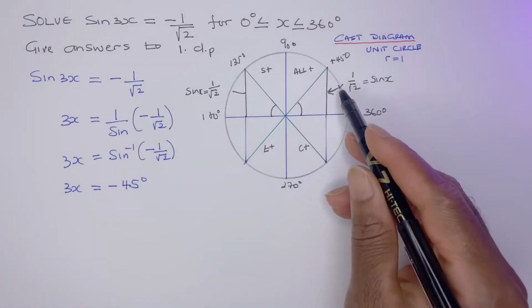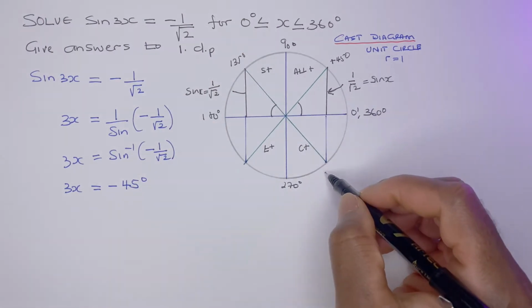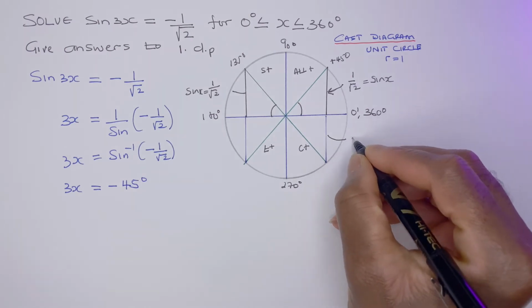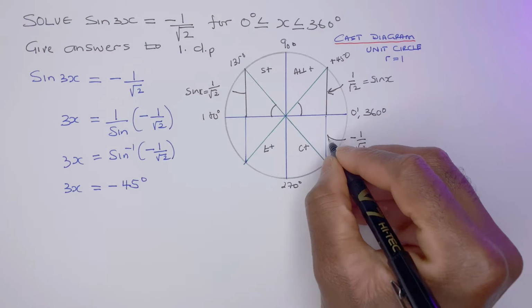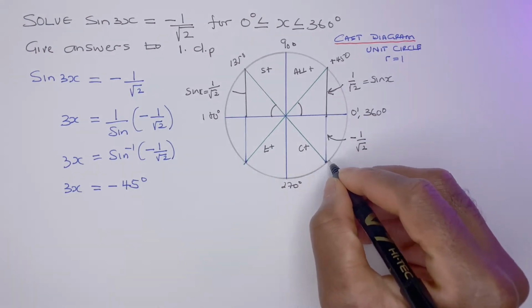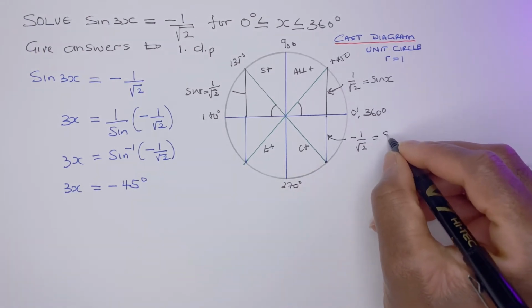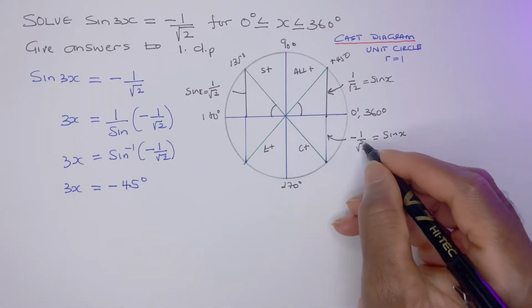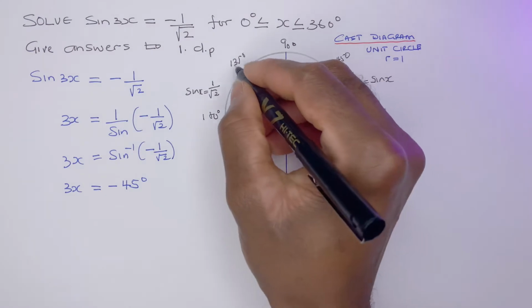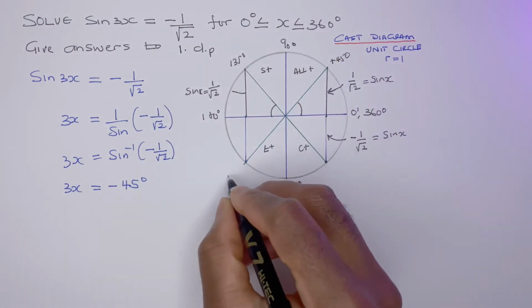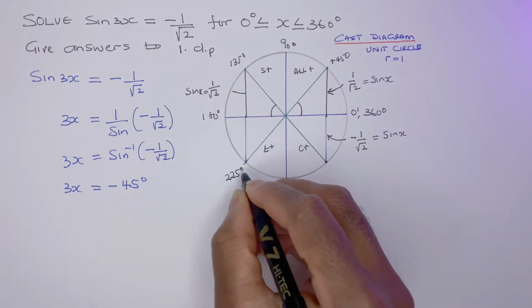But we're not interested in 1 over root 2. We want the negative value. So this one here is minus 1 over root 2. That distance here, from there to there, is sine x. But this is negative here. The angle here is 45. This is 135. And this one will be 225 degrees.